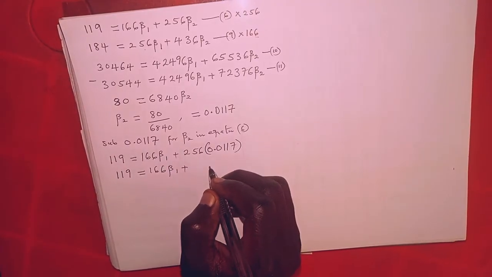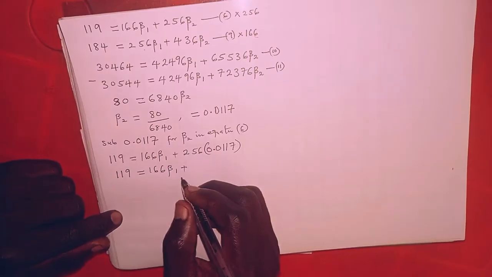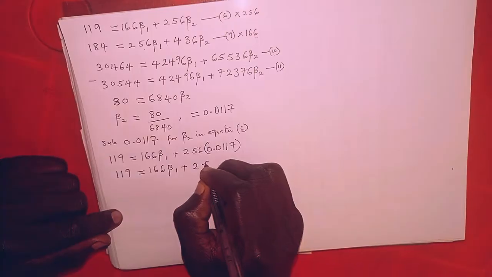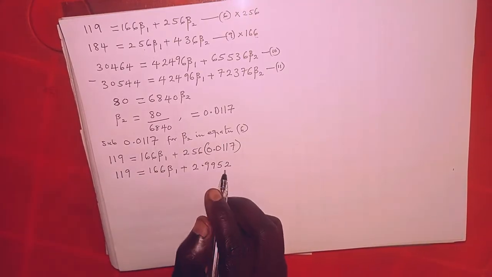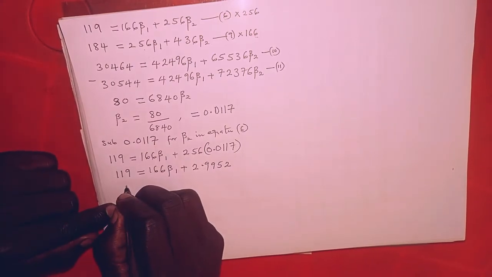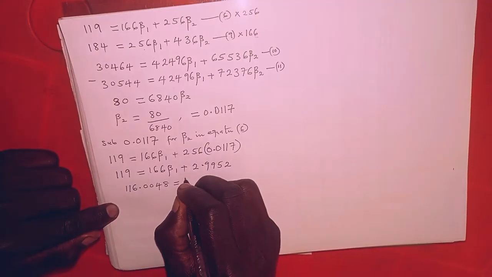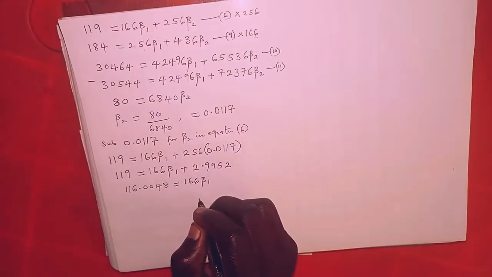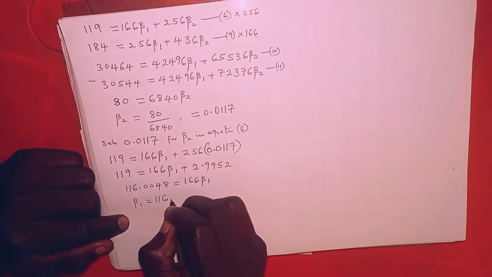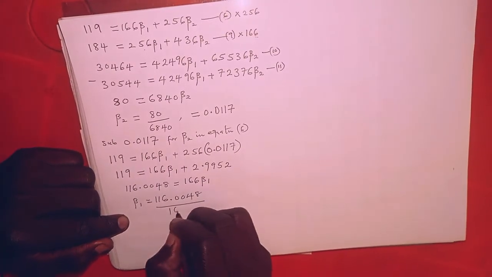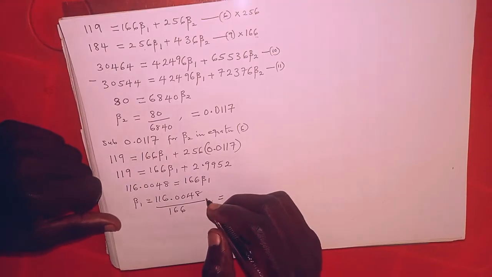if you multiply this 256 by 0.0117, that is going to give us 2.9952. So if you take this out, that is 119 minus 2.9952, that is going to be 116.0048 equals to 166 beta 1. Making beta 1 the subject, we're going to have beta 1 equals to 116.0048 divided by 166.